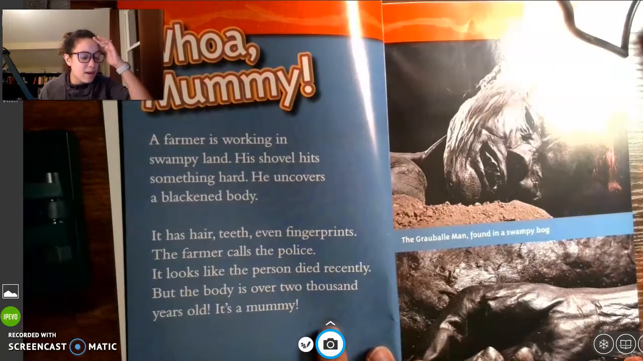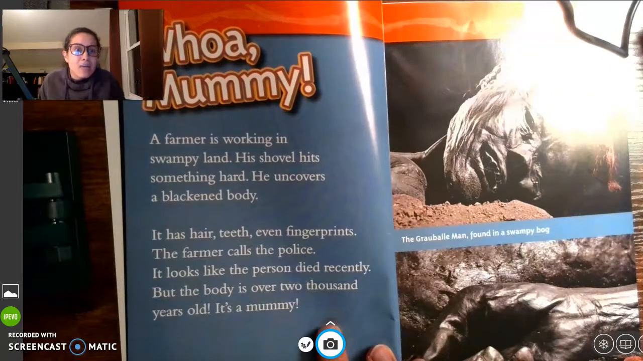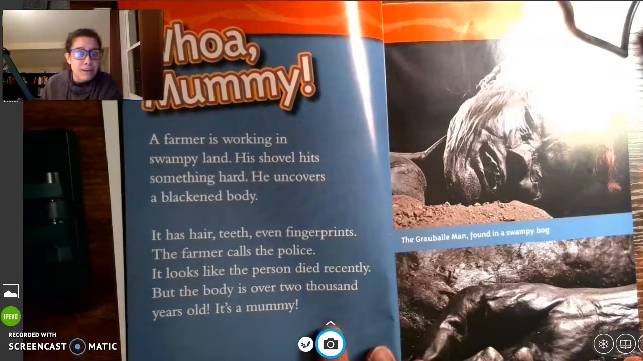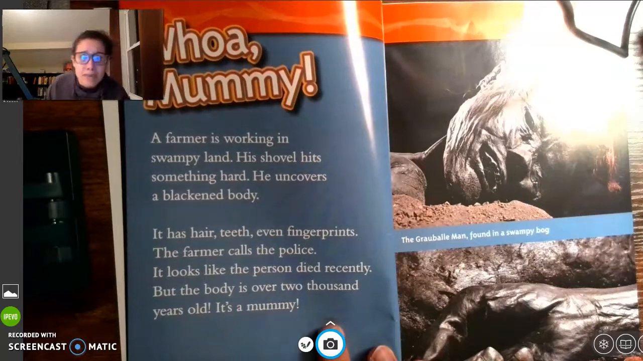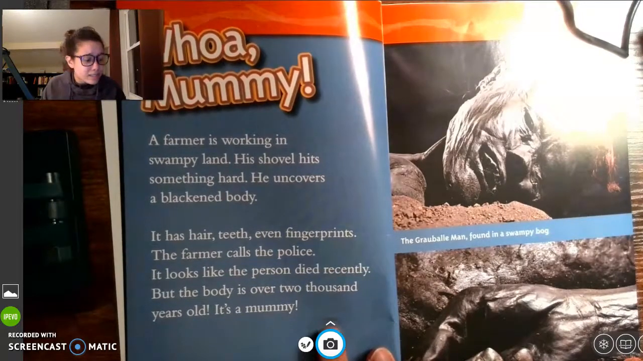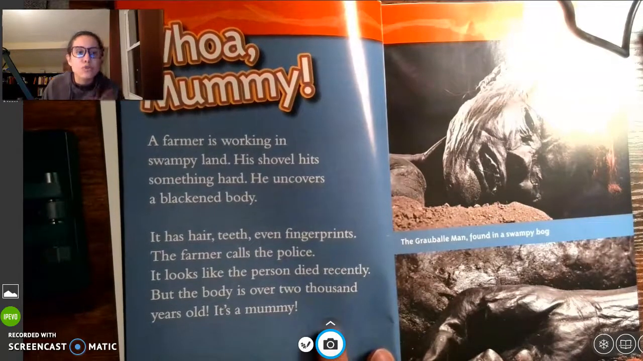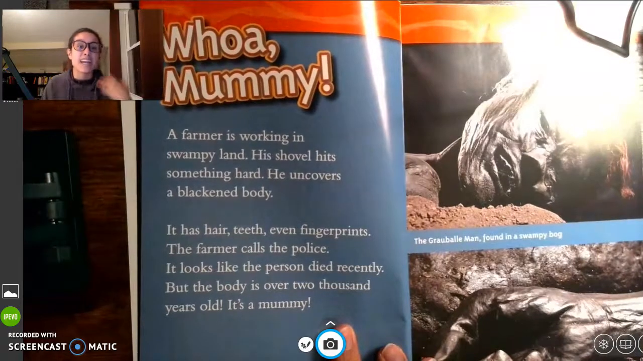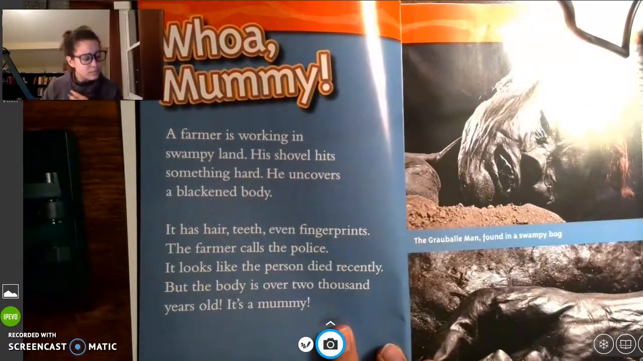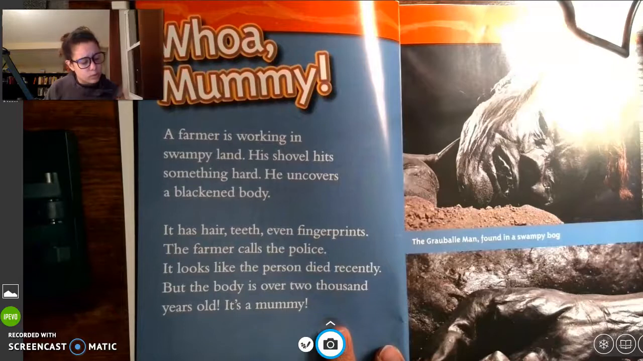When I'm thinking about choosing to be fascinated, the farmer found a dead body in his land. Like, what? That's not normal. My grandpa lives on a farm. He has never found a dead body, much less a mummy. So I think I want to reread this again, and I want to think closely about how I'm reading the text. I'm choosing to be fascinated. Fascinated is like awe and in wonder. So I want to go ahead and do this one more time.